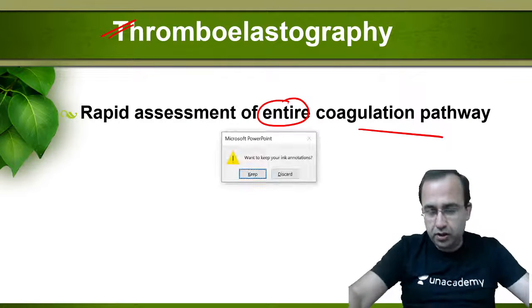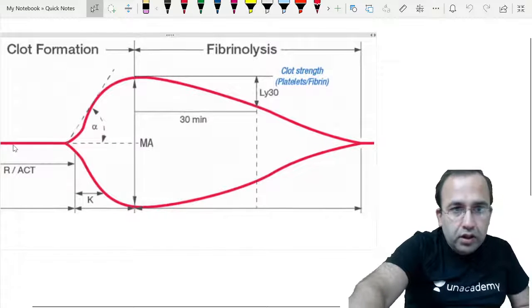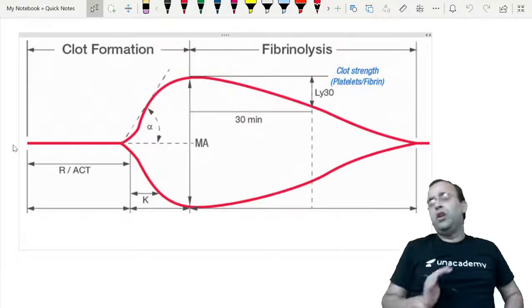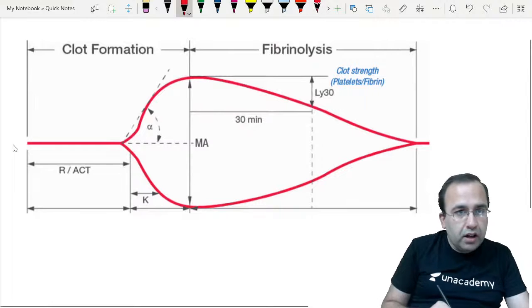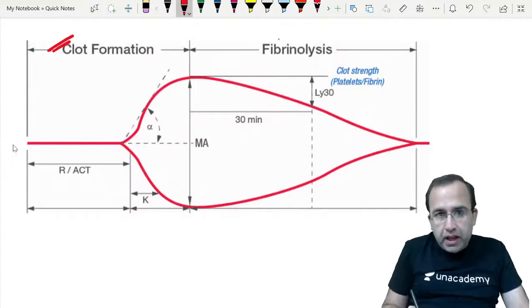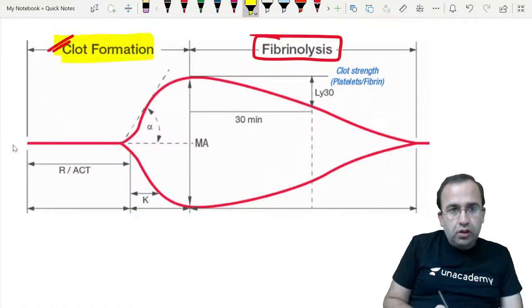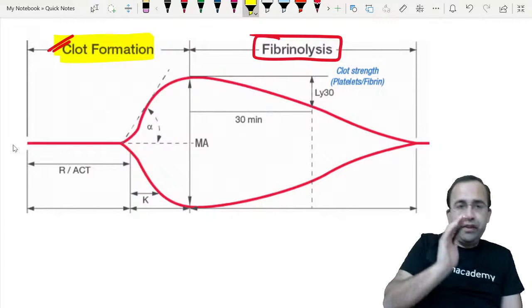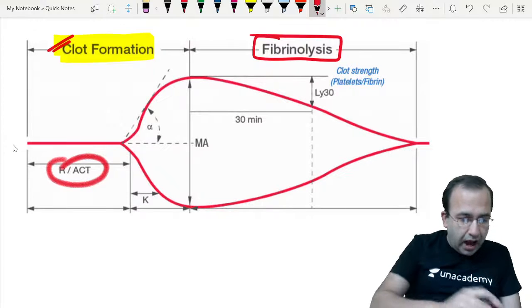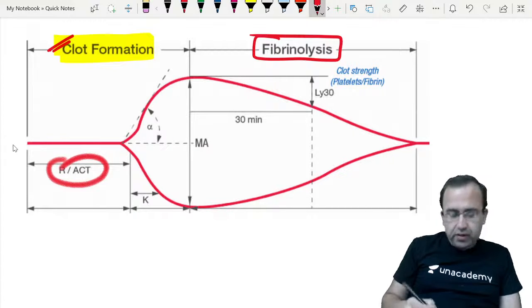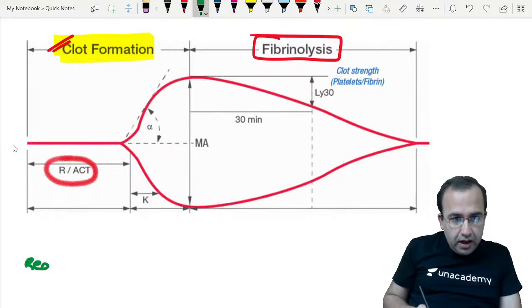What happens in thromboelastography? Let us see this in more detail. Look, this is a graph. This is the graph of thromboelastography, the TEG graph. The first part of the graph looks at clot formation, followed by the second part which looks at fibrinolysis. Let us start first with clot formation. In clot formation, there are three parameters. The first parameter is R, that is the reaction time.